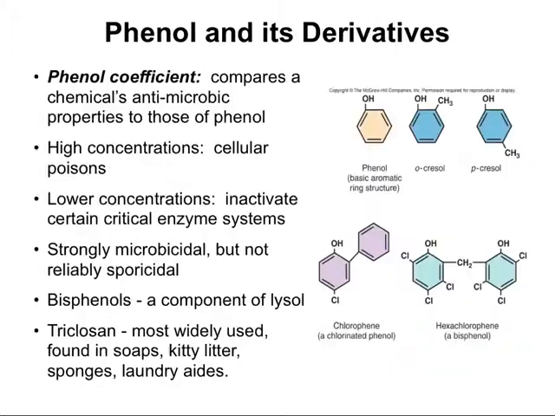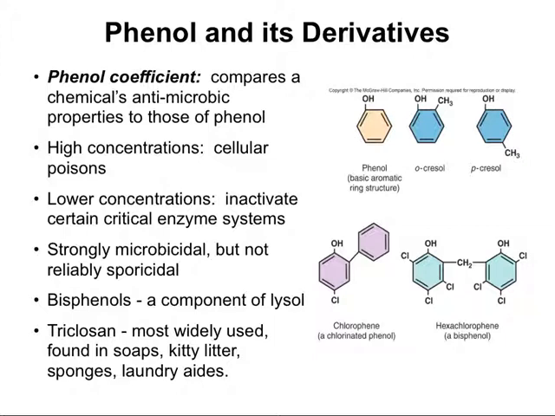The next class of germicidal chemicals we'll look at are phenol and its derivatives. Now, phenol itself is a very poisonous compound, and it was derived long ago from the distillation of coal tar. It was the major antimicrobial chemical before other less toxic phenolics were developed. There were hundreds of them developed. So now we actually compare each of those phenolics against phenol itself. The phenol coefficient is the measure of this, where we're comparing the chemical's antimicrobic properties to those of phenol.